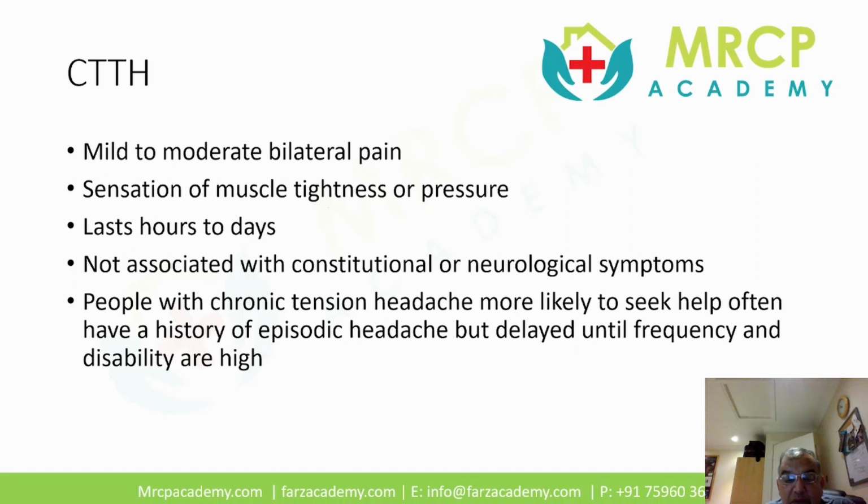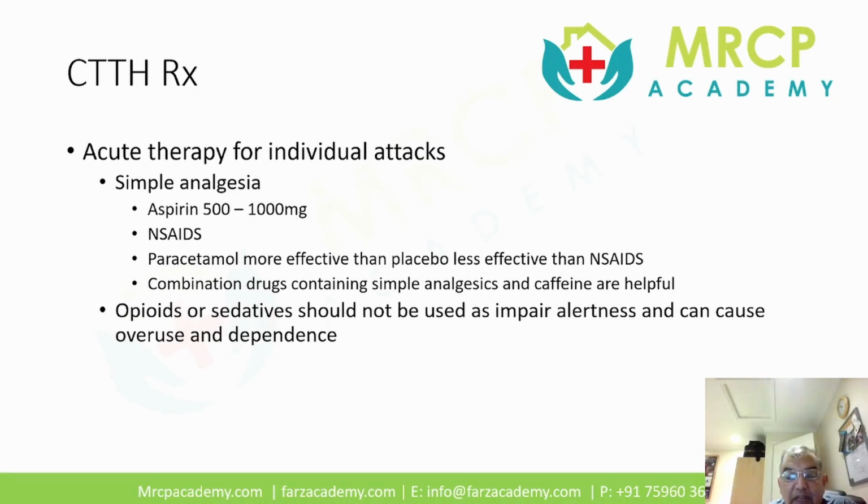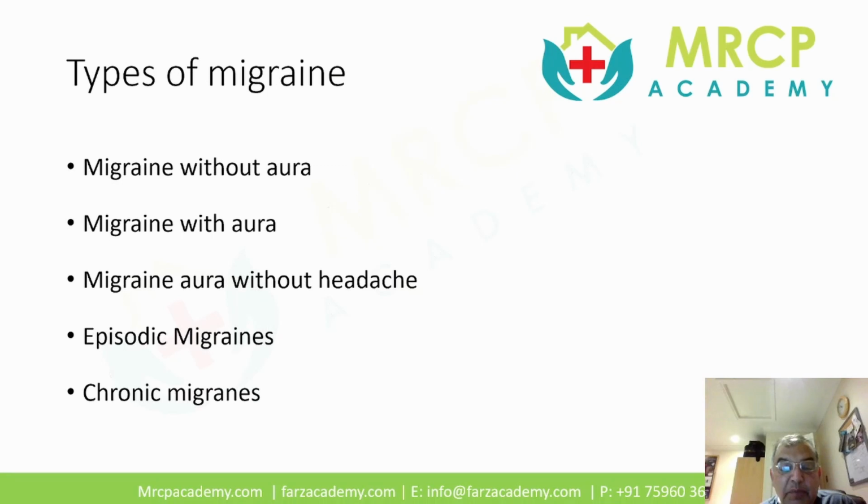Generally, these patients will present with a chronic headache. Basically these chronic tension headache patients seek help with a history of episodic headache, but delay until frequency and disability are high, which makes them quite miserable, and then they seek help. So essentially pain relief is offered, but we avoid an excess of analgesics or opioids, as these can lead to rebound headaches. Also they impair alertness and are not routinely used. Most importantly, these patients usually respond to amitriptyline, which is the drug of choice in these patients.